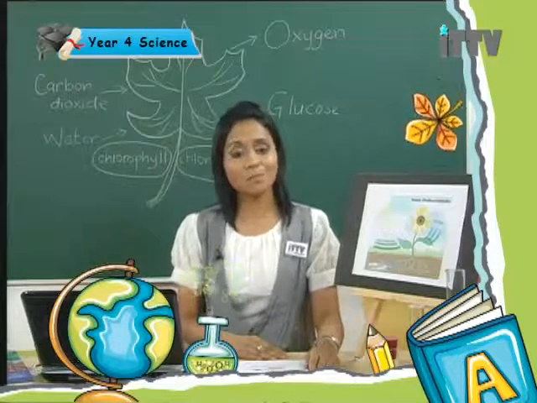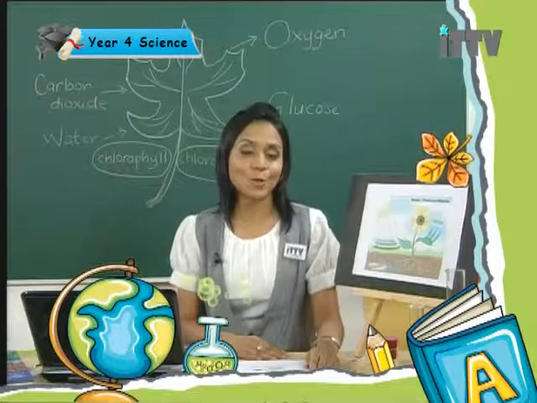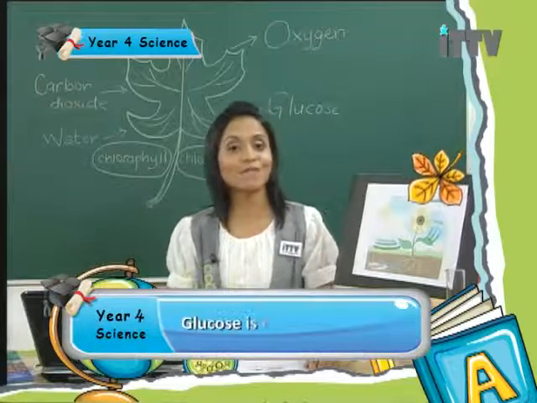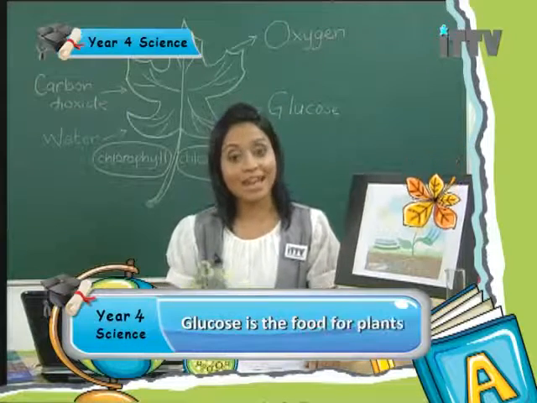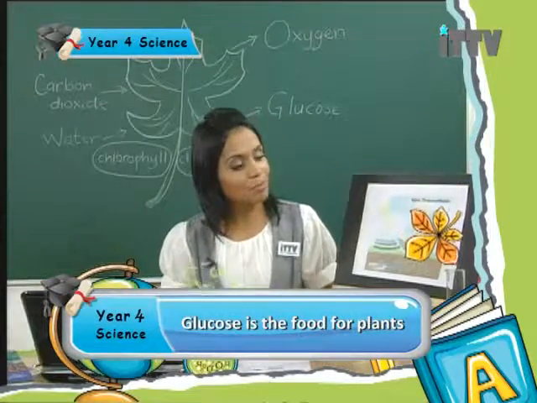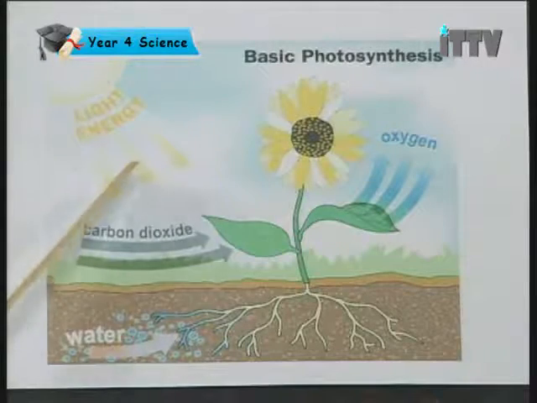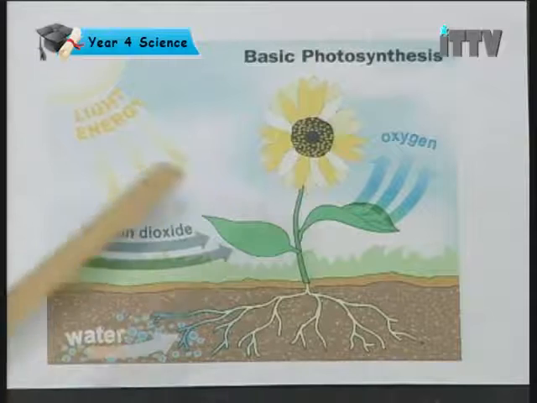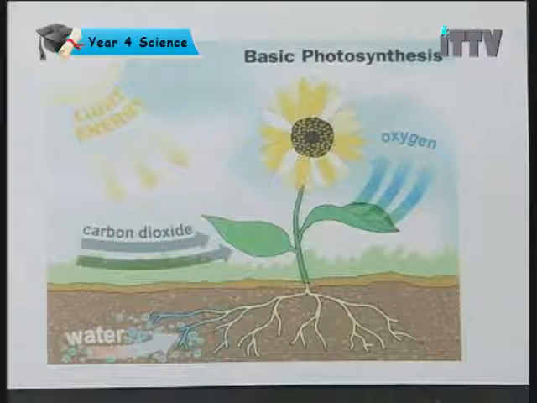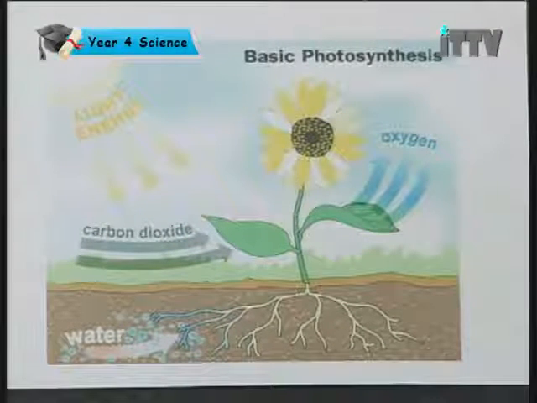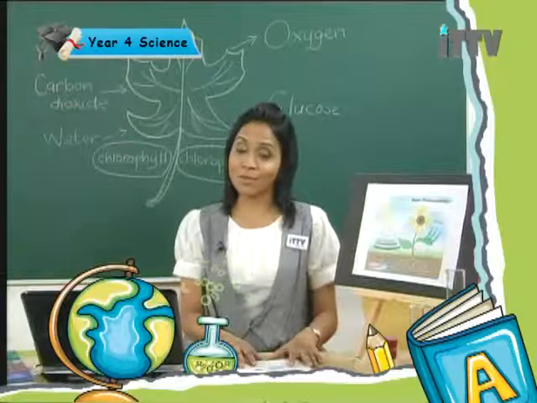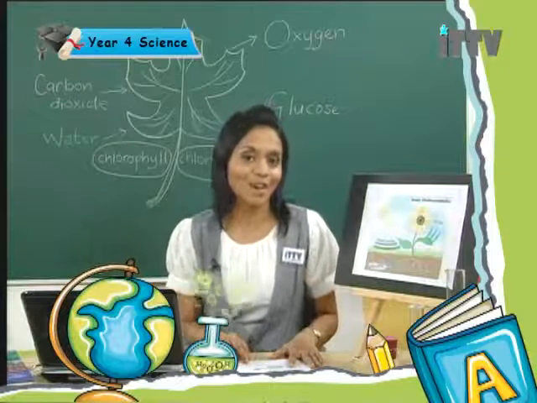In the food-making process of photosynthesis, the substance glucose is formed, and this is the food for the plant. Let's have a look at the picture. The sun's energy, the light energy, is used for the process of photosynthesis. Have you been to the jungle? Have you come across mushrooms and fungi?